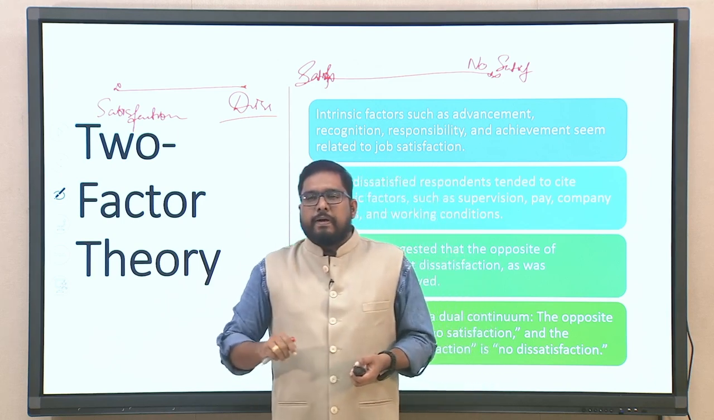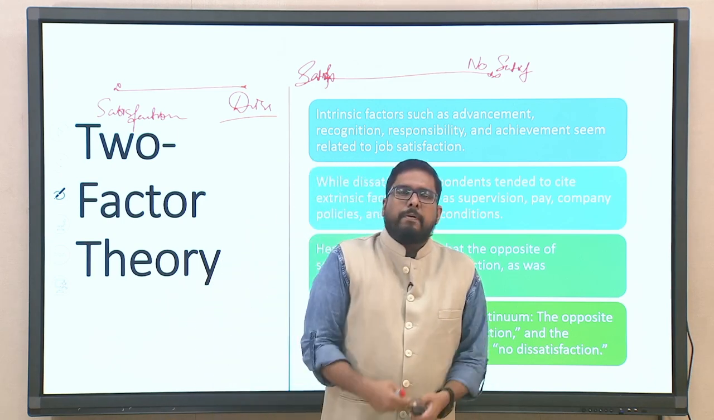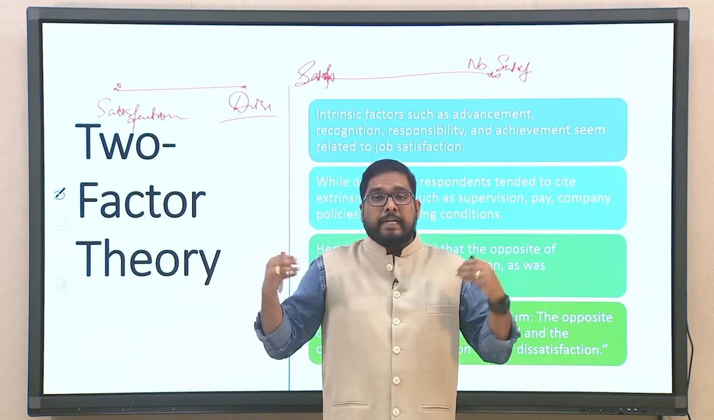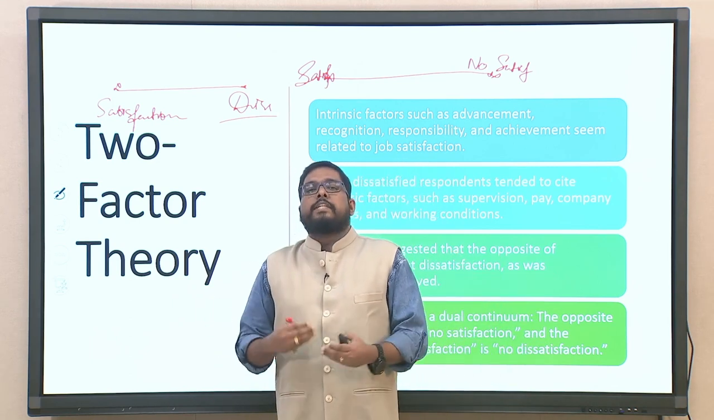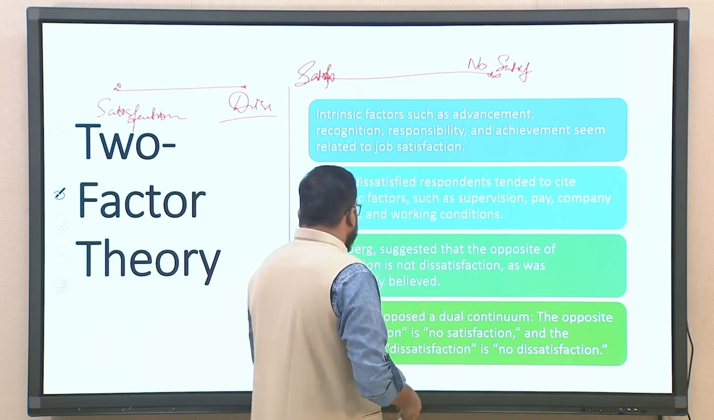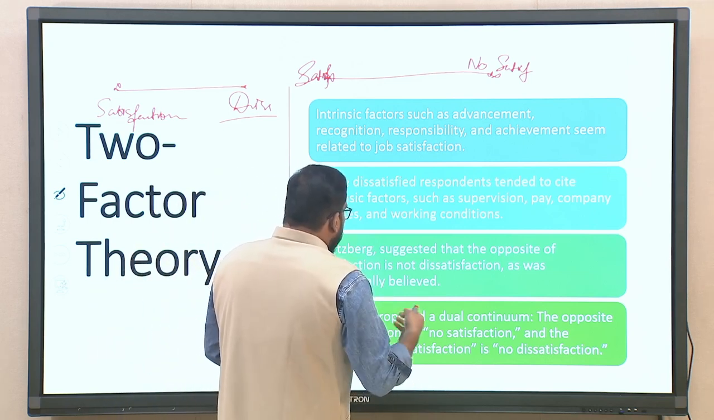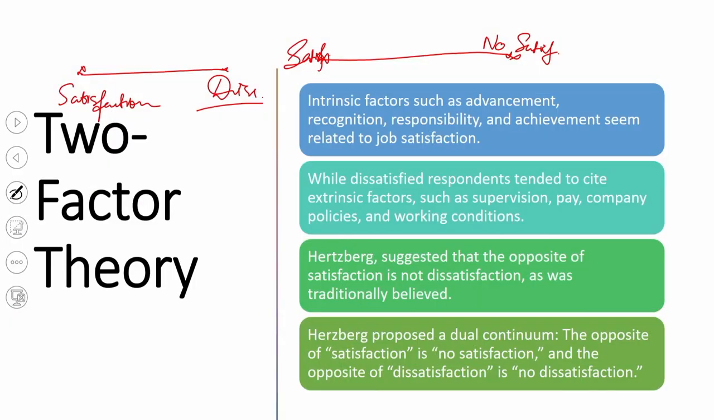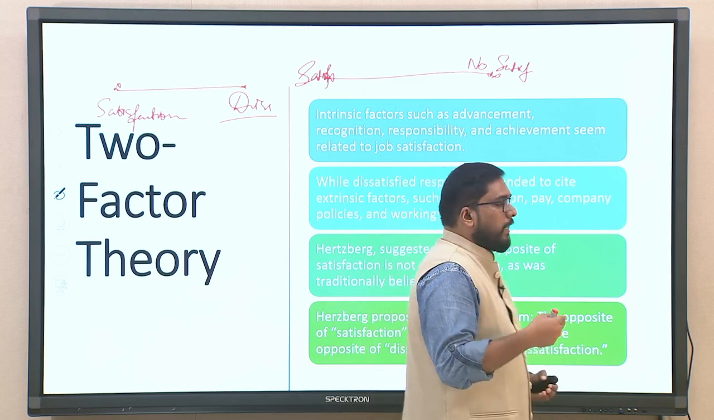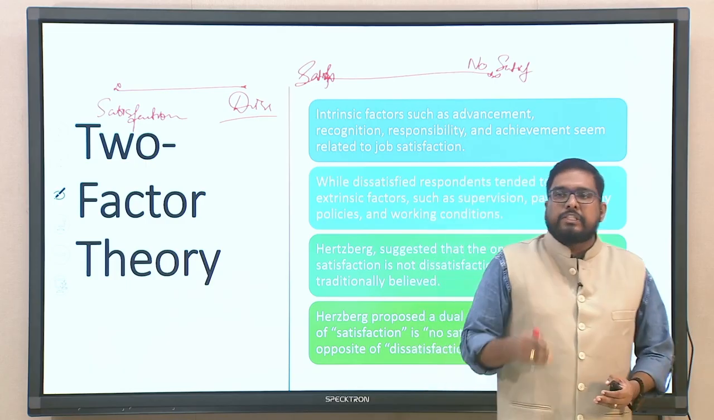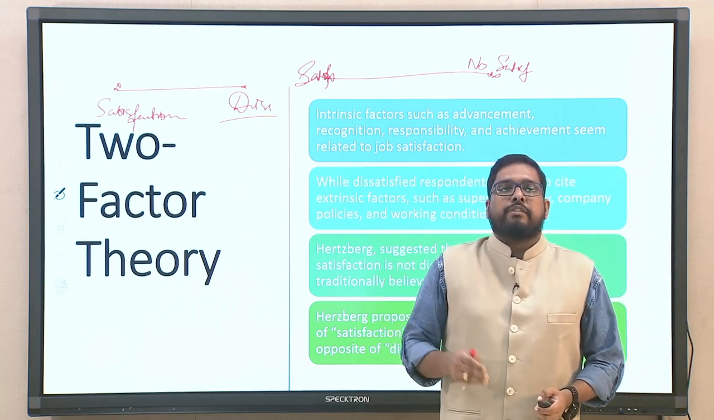So for that you need satisfiers like career advancement, better learning opportunity, good work in terms of complexity and uncertainty, work that is very challenging. All these situations would actually lead to motivation. So Herzberg's proposition is a dual continuum: the opposite of satisfaction is no satisfaction, and the opposite of dissatisfaction is no dissatisfaction. This is the essential outcome of this particular study in the case of two-factor theory.